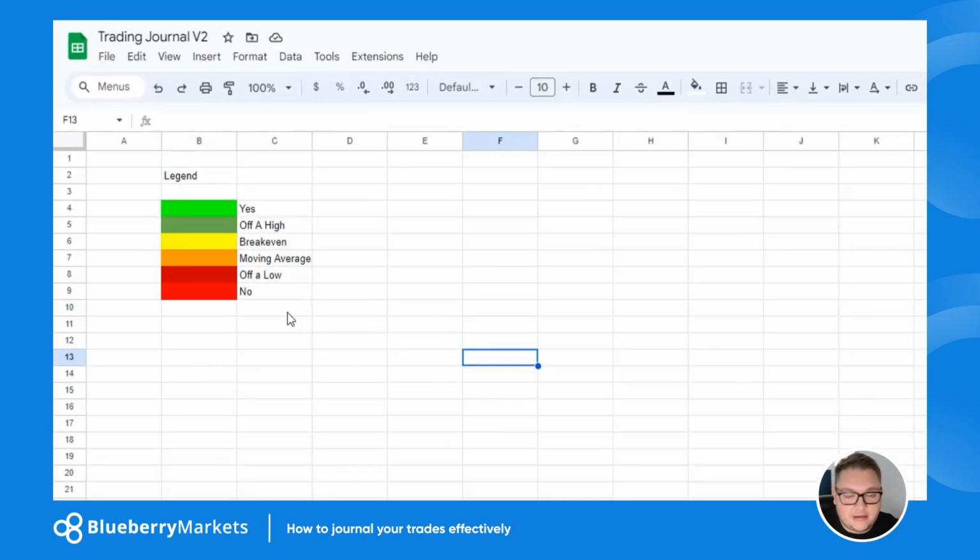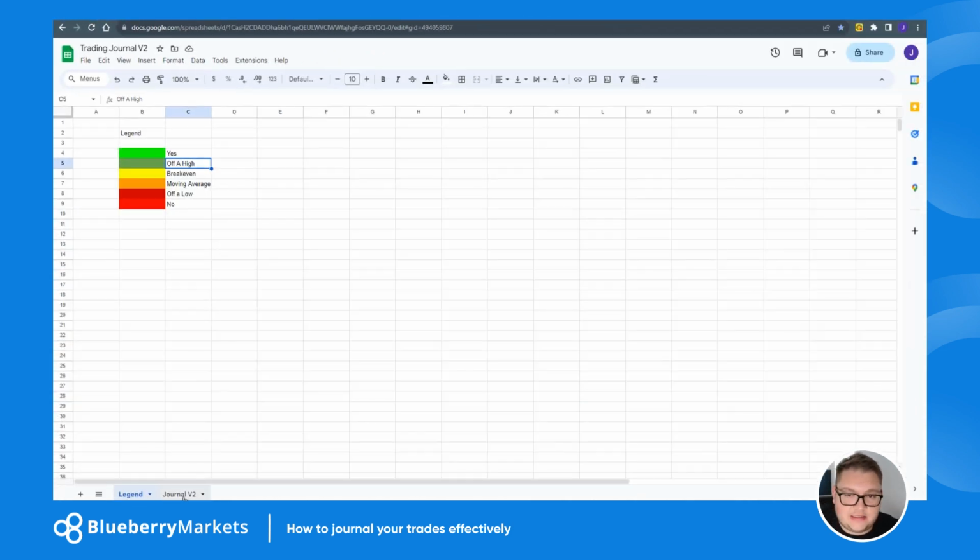So I've got the legend here. The legend is here because I like to color code things. I think this is a better way to achieve the results that you want to achieve. So bright green is yes, and no is bright red. And in the middle of that, I have different types of legends to color code the rest of the journal, and it'll make sense in a moment. So let's head over to the journal.